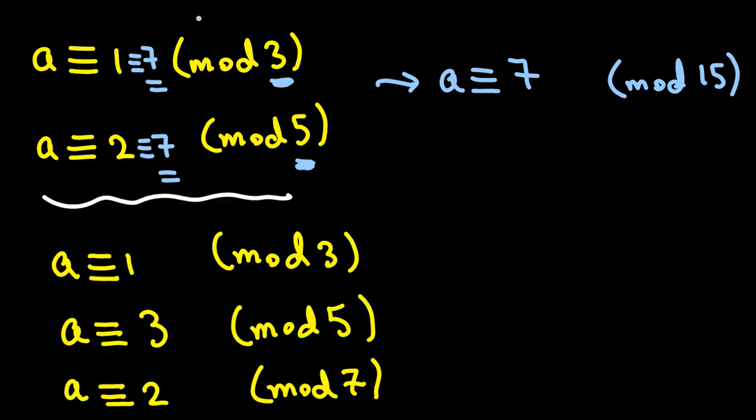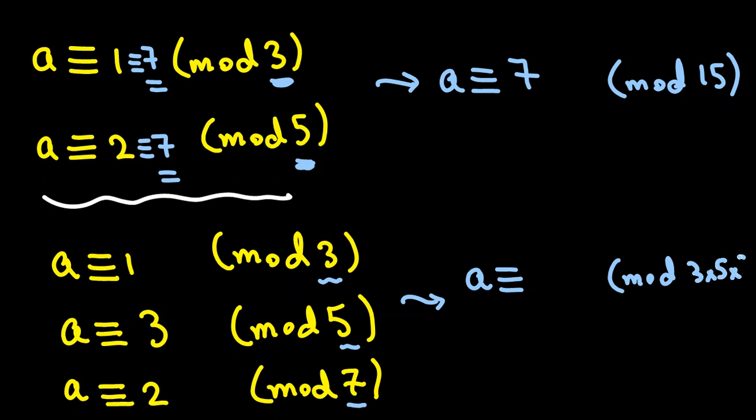For example, here a is congruent to 1 mod 3, the remainder when divided by 5 is 3, and the remainder when divided by 7 is 2. You can be sure that you can find a congruent to some remainder mod the LCM of these three numbers, the product, because they are relatively prime.